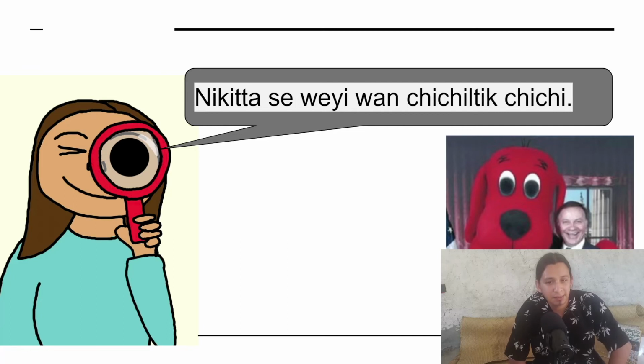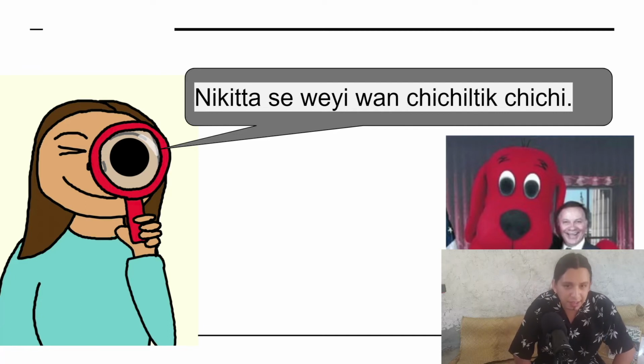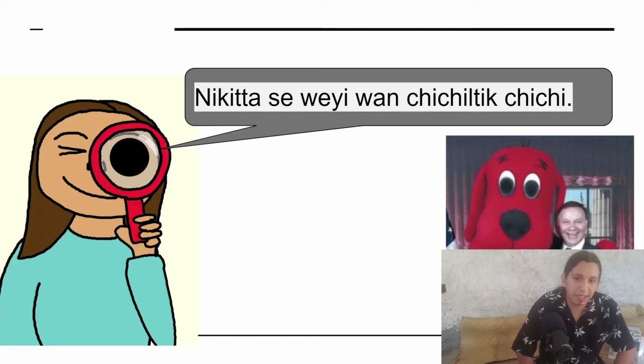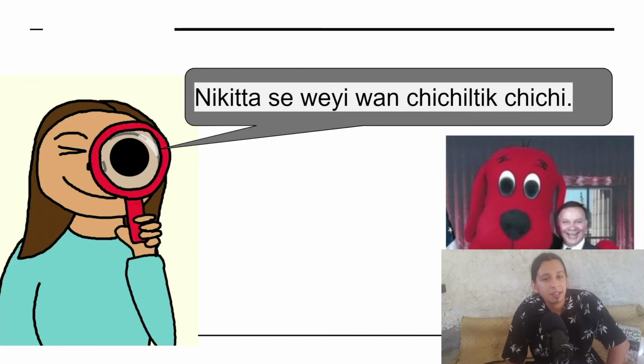Nikita se weyi wan chichiltik chichi. I see a big and red dog. Now the word order is more free in Nahuatl. So I could say chichi first, meaning like I see a dog, which is big and red. Nikita se chichi weyi wan chichiltik. That's also possible in Nahuatl too.